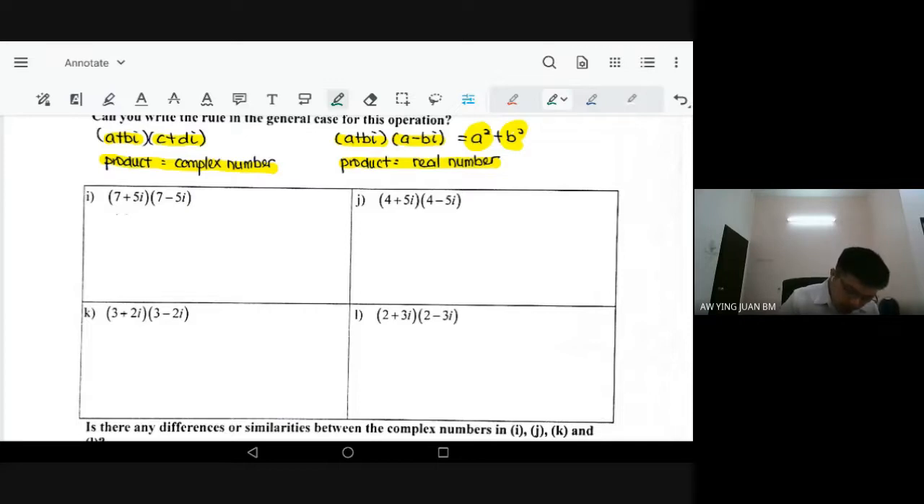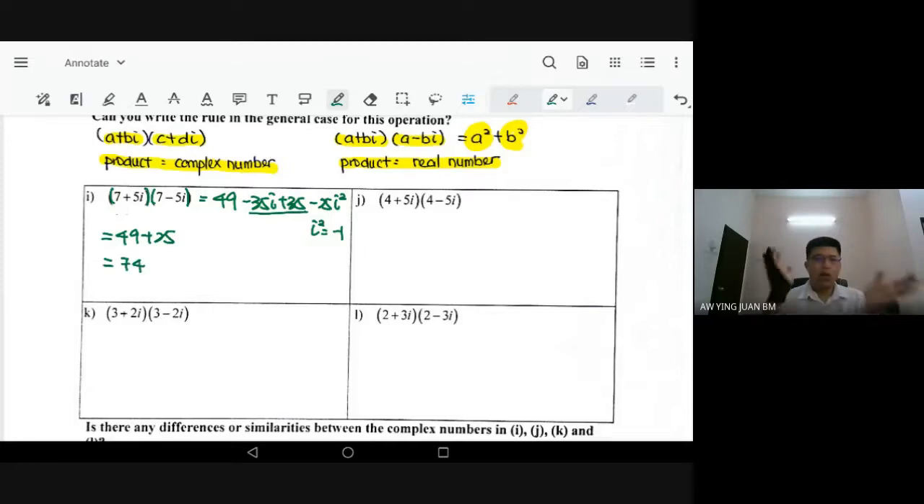Wow, sir. Expansion. I like it. Pantas gila. Kan? 49 minus 35i plus 35i, and then we have negative 25i squared. I squared equals to negative 1. Wow, lajunya. And then we have 49 plus 25. And this one equals to 0. And then finally we have 74. Wow. Fantastic. Laju.